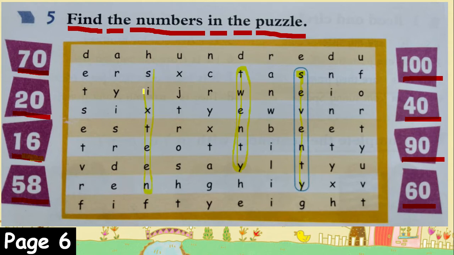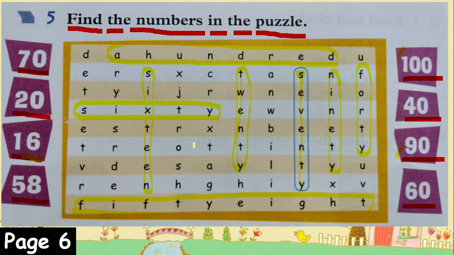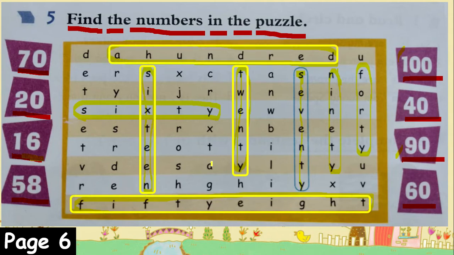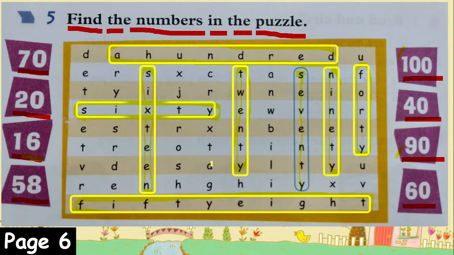Circle your answer, okay? Next, we have 58. Okay, here. Here's your number word for 58. Next, we have here 100. Next, 40. 40, here you go. Next, we have here 90. Okay, this one. And the last number, 60. Okay, here. Okay, so I will write the answer, okay? 20, 16, 58, 100, 40, 90, and 60.